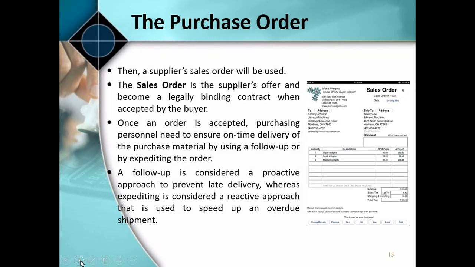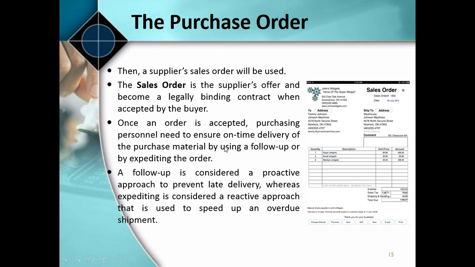Okay, so dia kata then a supplier sales order will be used. Okay, so lepas kita dah proceed with purchase order, then lepas tu akan ada sales order. Okay, sales order dia kata supplier's offer becomes a legally binding contract when accepted by the buyer. Okay, sales order ni adalah bila kita dah setuju lah untuk kita beli, and then benda tu akan jadi contract kepada pembeli.